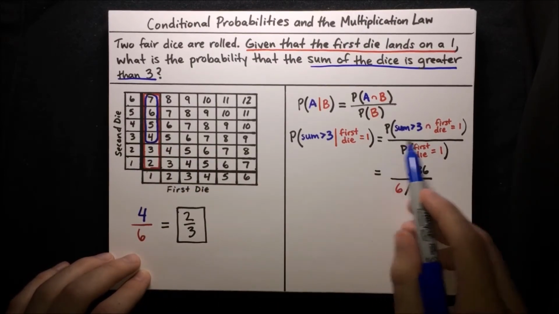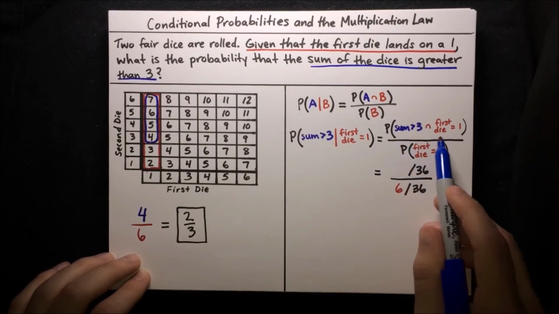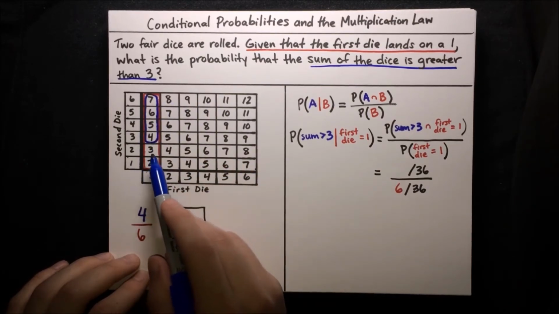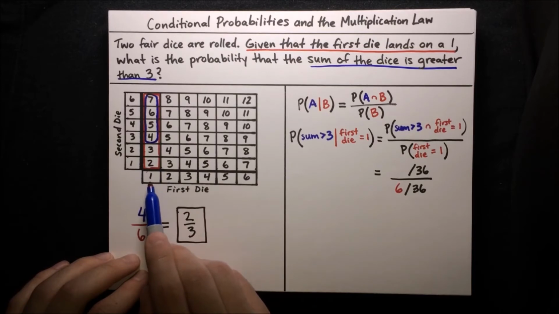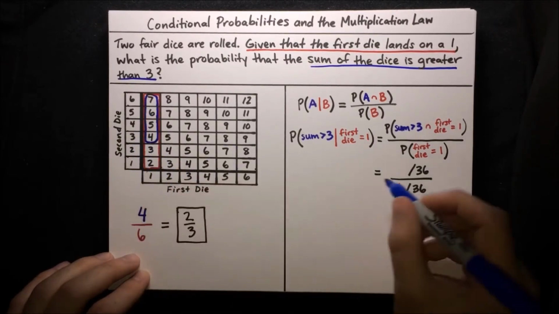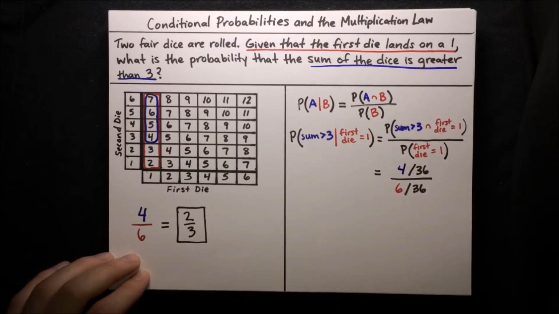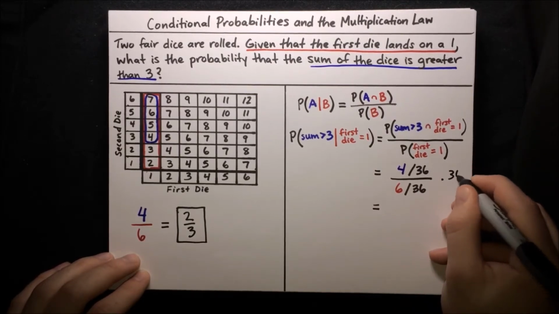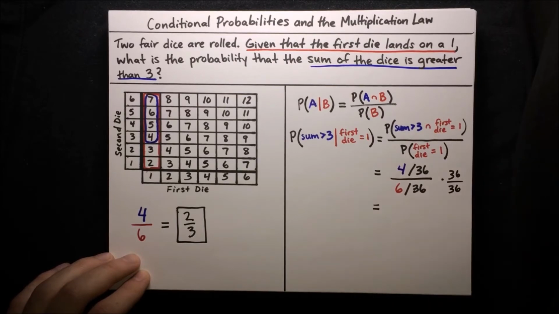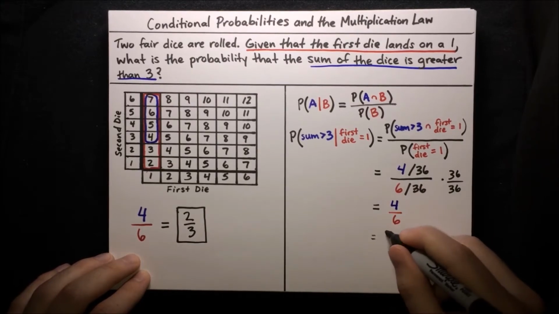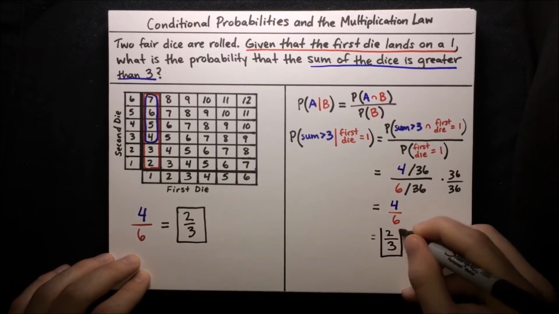And then let's compute the top probability. What's the probability that the sum is greater than 3 and the first die is 1? So out of these 36 possible outcomes, how many have the sum greater than 3 and the first die equal to 1? Well, for the first die to be equal to 1, we have to be in this first column. And then the sum is greater than 3 for 4, 5, 6, 7, those outcomes. So altogether, that's 4 outcomes. So 4 out of 36. And we can simplify this nested fraction by multiplying top and bottom by 36. Just multiply by 36 over 36. And then we just get 4 over 6, which simplifies to 2/3. So either way, we get the same result, 2/3.